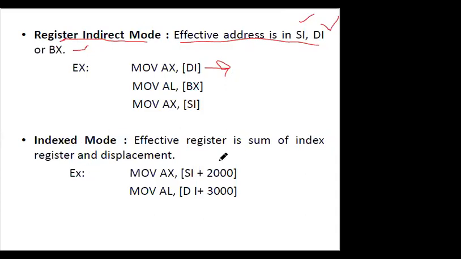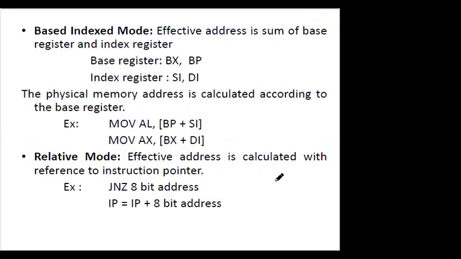Next one is indexed mode. In this case, the sum of an index register representing the address, plus some constant value, that is displacement, gives the address. This mode of addressing is regarded as indexed mode. Next is the based indexed mode. The effective address is the sum of base register and index register. The physical memory address is calculated according to the base register. So if we add base plus index, this becomes the based indexed mode of addressing.